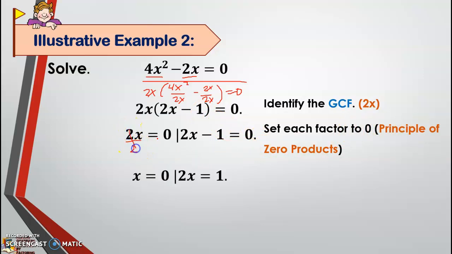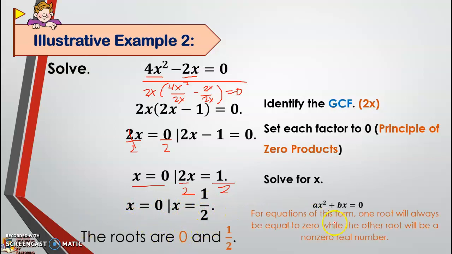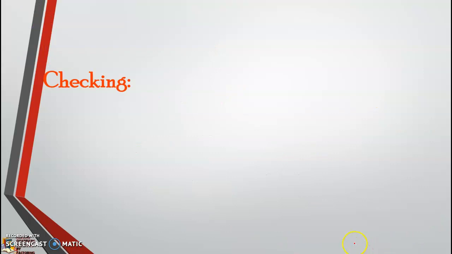So this is basically x equal to 0. And then the other one is 2x equal to 1. You're not done yet. We still have to divide, right? So that's why we have x equal to 0 and x equal to 1/2. So the roots are 0 and 1/2. So again, a short reminder, you can read it here. Next, we do the checking.